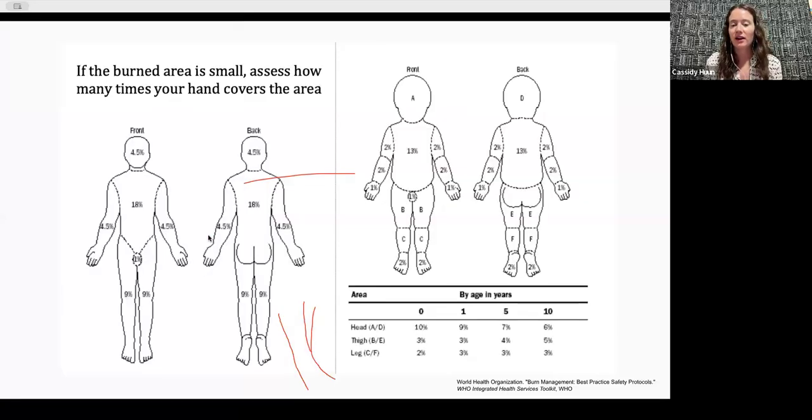This is just another drawing to help you remember how to use this. If it's a small burn, they oftentimes recommend using the palm of the patient, which is about 1%, to estimate the size of a small burn. But this is more helpful when you're doing a full assessment and they might have more extensive burns. So remember, front and back each count.